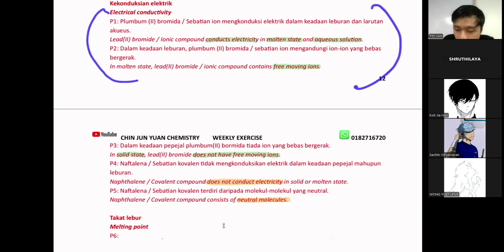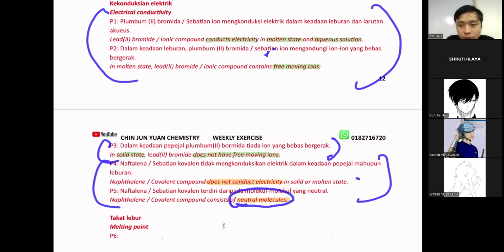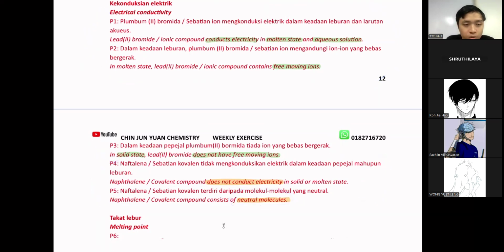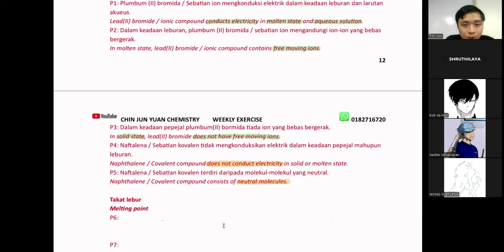First point and second point talk about the electrical conductivity in molten state for ionic compound. Third one, just add in the solid state because no free moving ions. Then fourth and fifth talk about the covalent. Why cannot conduct electricity? Because it consists only of neutral molecules, no charge, no ions.